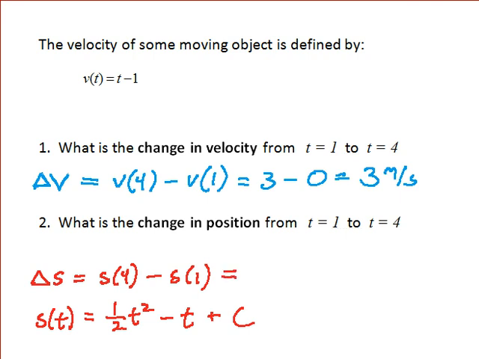We still end up with 4 plus c, that's the result after plugging 4 into s, minus negative 1/2 plus c. That's the result at t equals 1. The c's cancel out, and we're left with 4.5 meters.